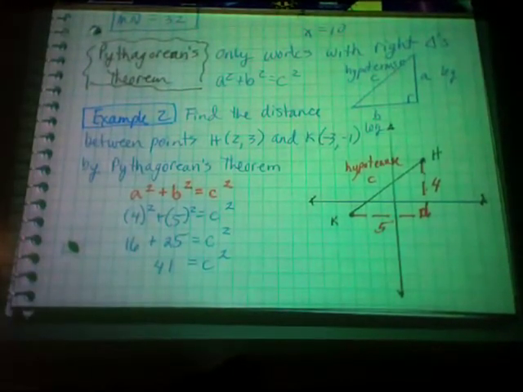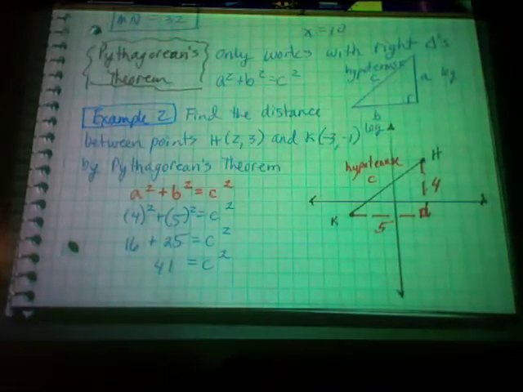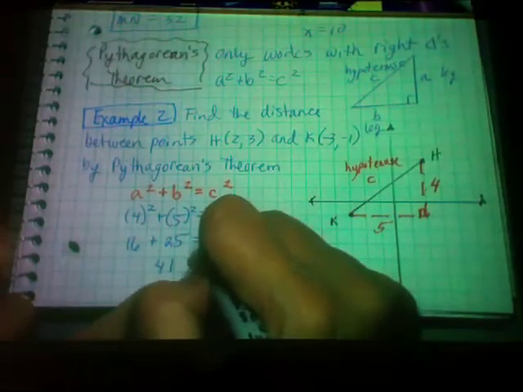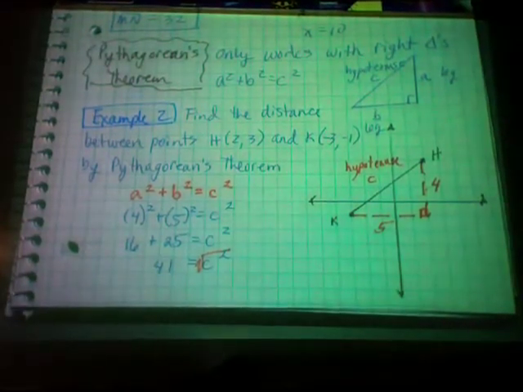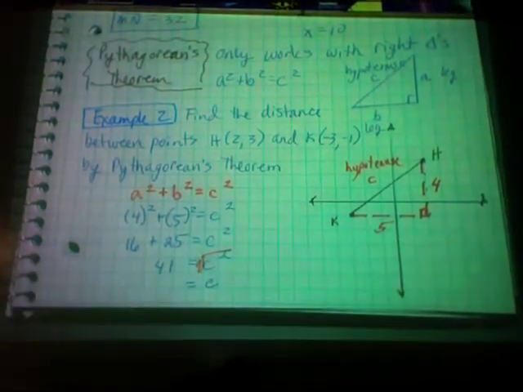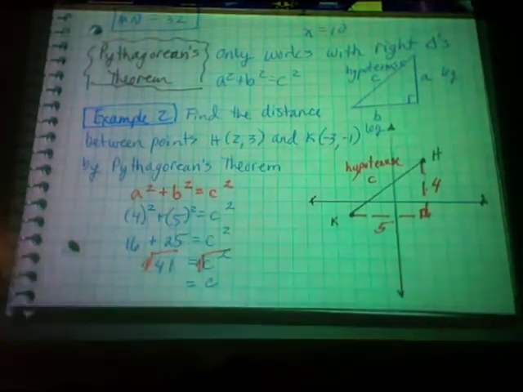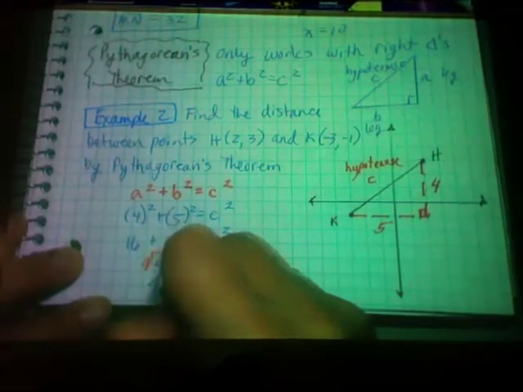Do you remember how we solve when we have a squared variable? What do we do to both sides to get rid of that squared c? We take the square root of both sides. So what if I take the square root of c squared, what do I get? C, yes. And if I take the square root of 41, is that a perfect square? No. I want you to leave your answer as a radical.